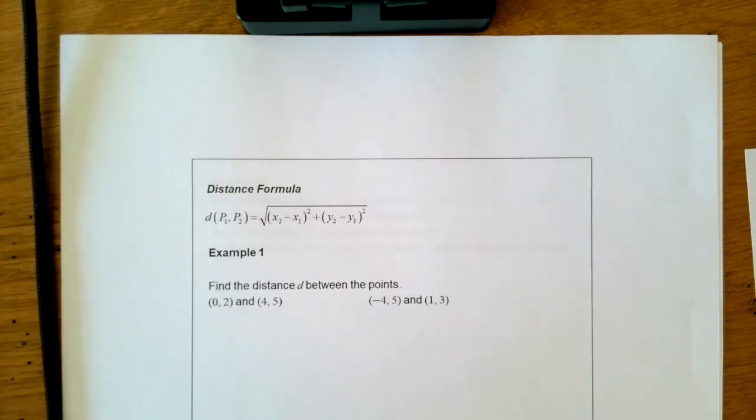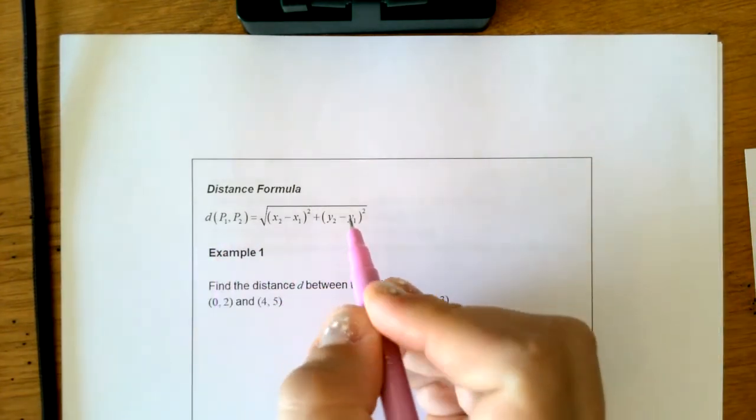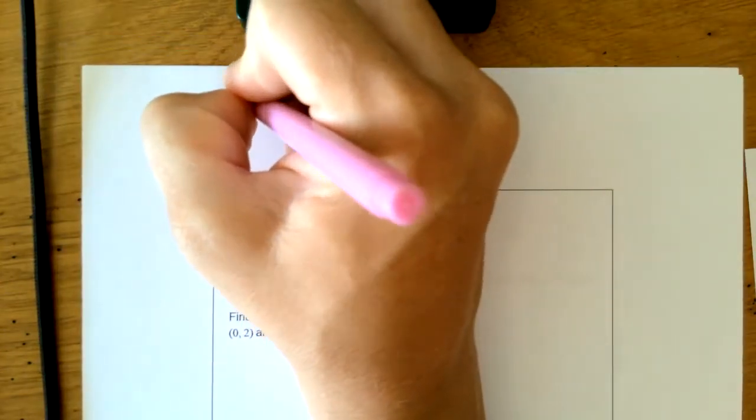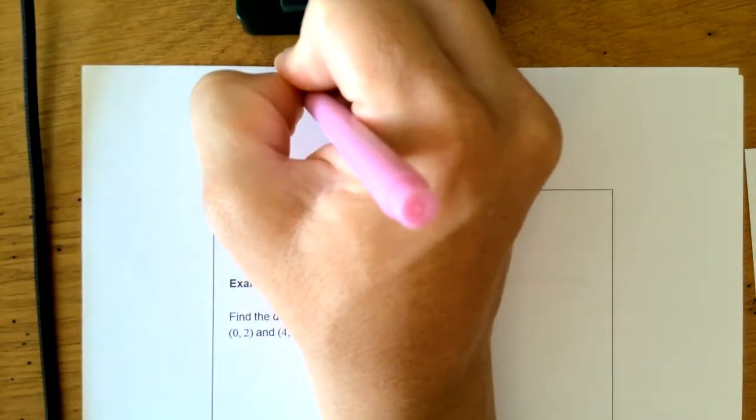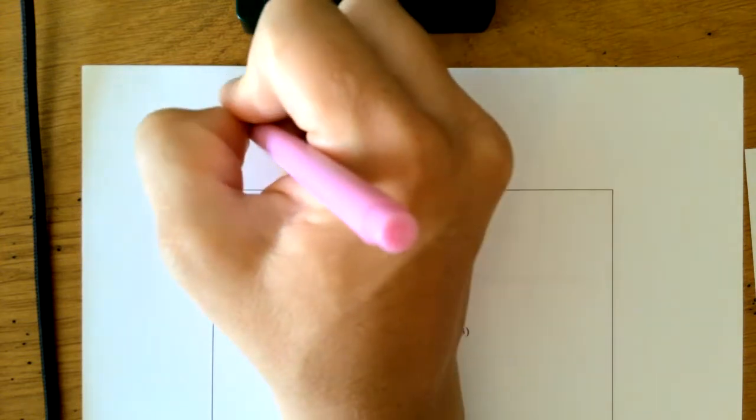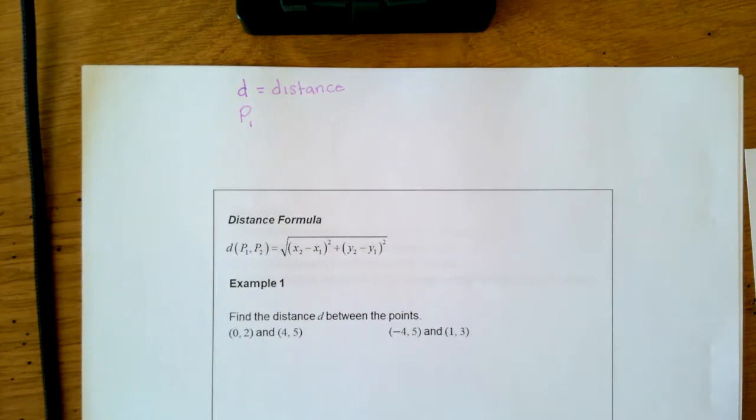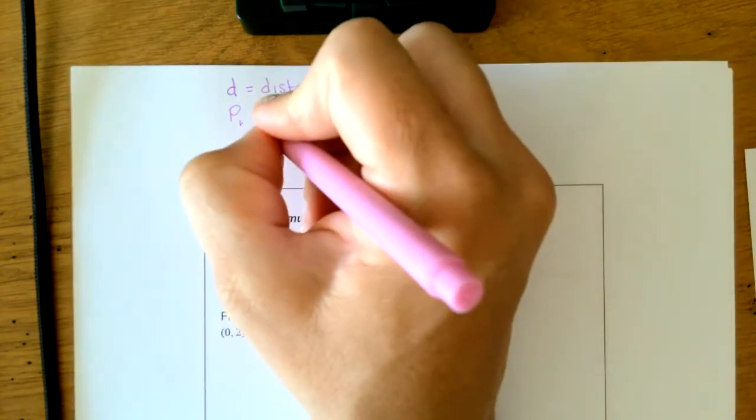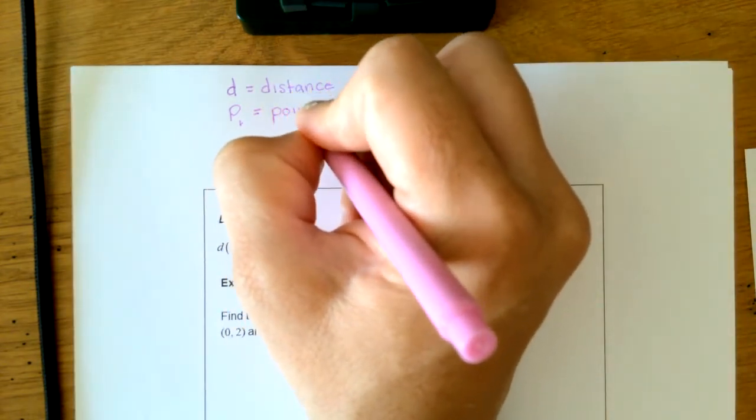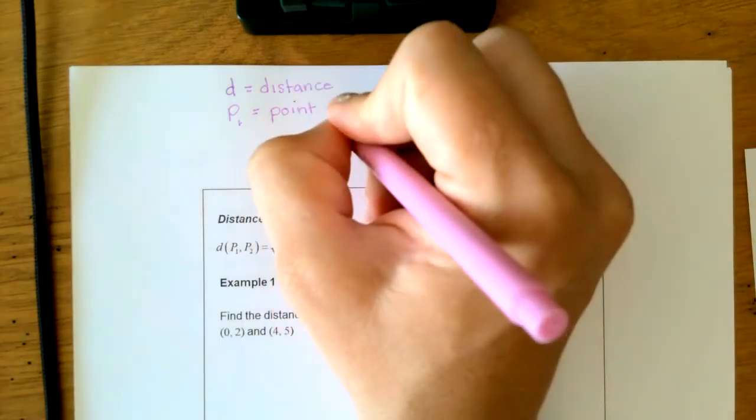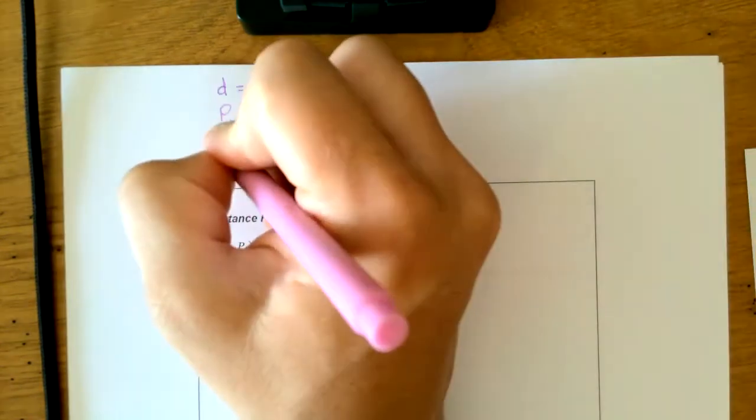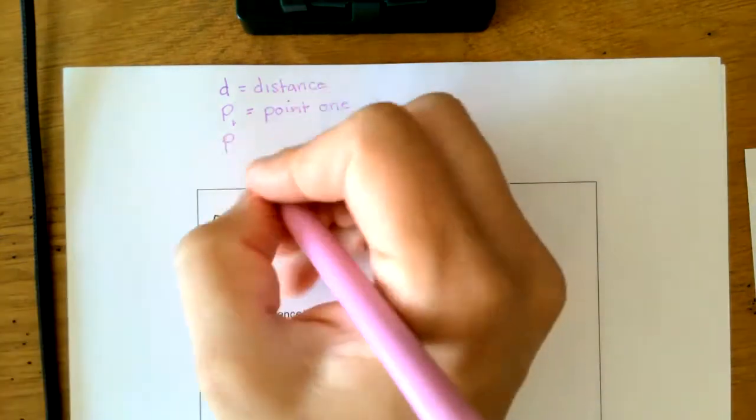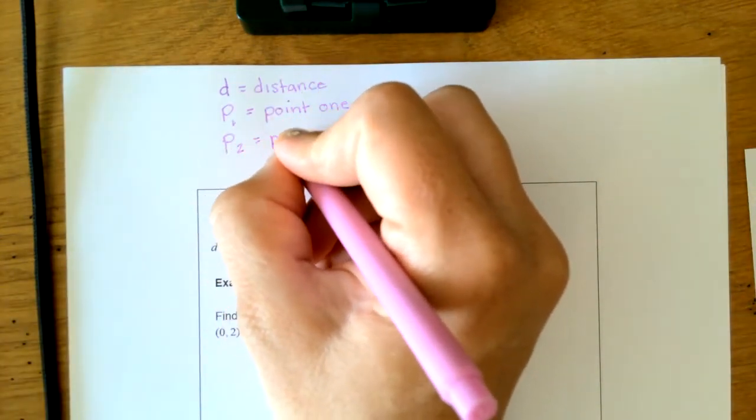Okay, the distance formula, let's just talk about what these letters are, all right? D stands for distance. P with a small 1 below it, we call that a subscript, sorry. Subscript 1, so P sub 1 means point, and the 1 means it's the first point, so we can say point 1. Then you're going to have a P sub 2, right? That stands for point number 2.